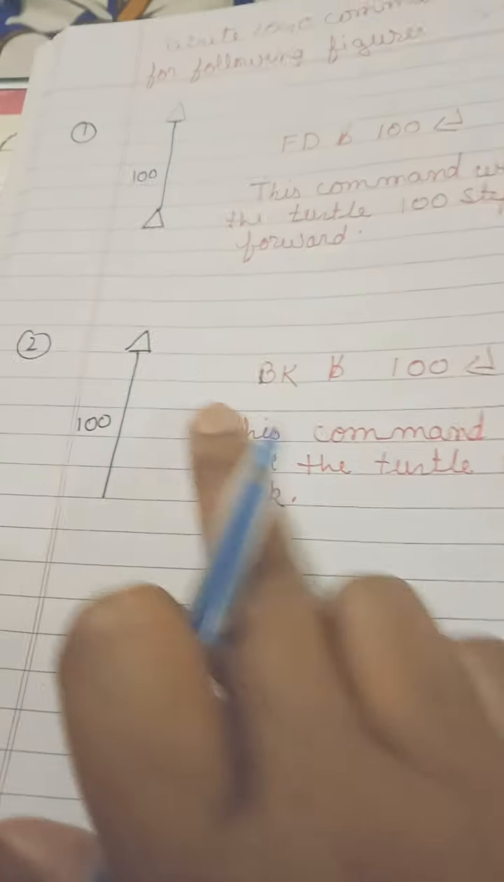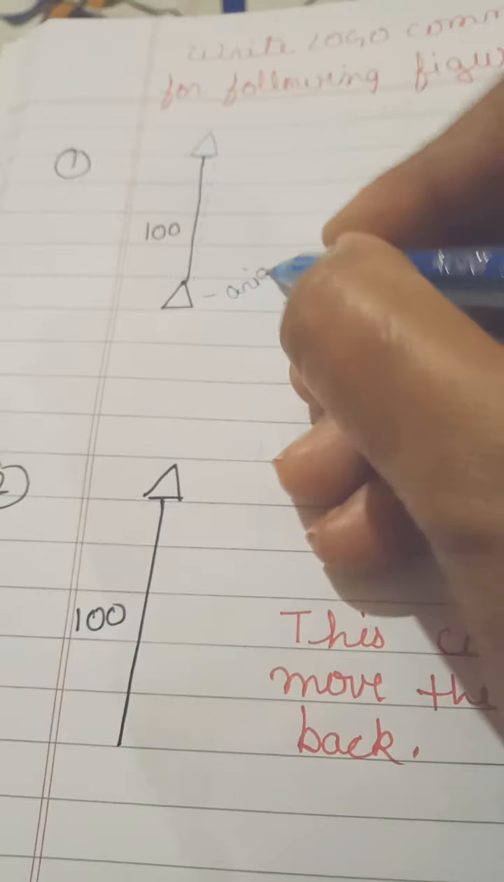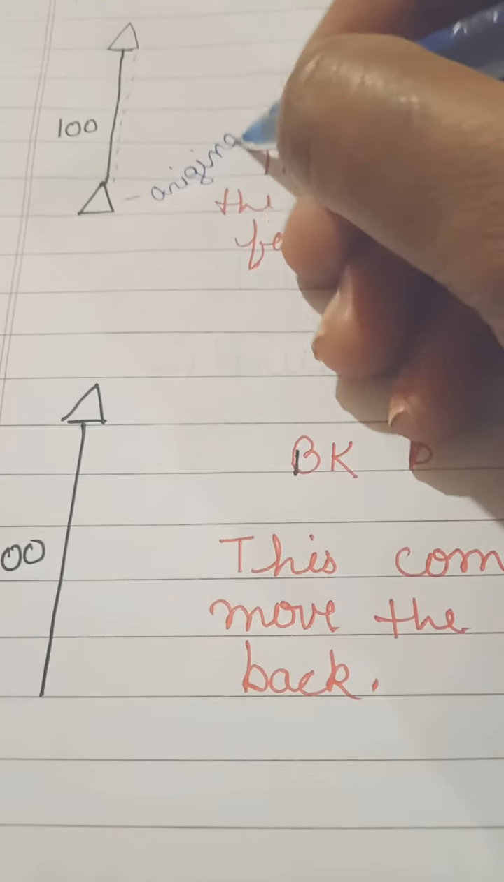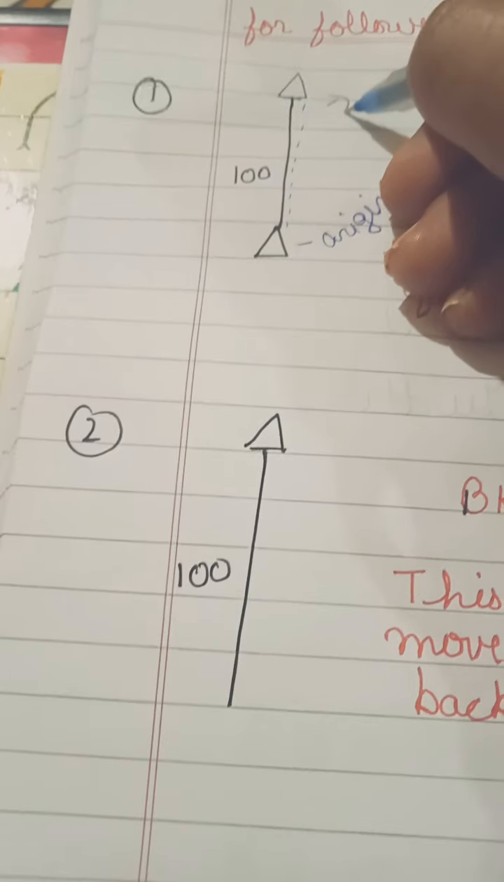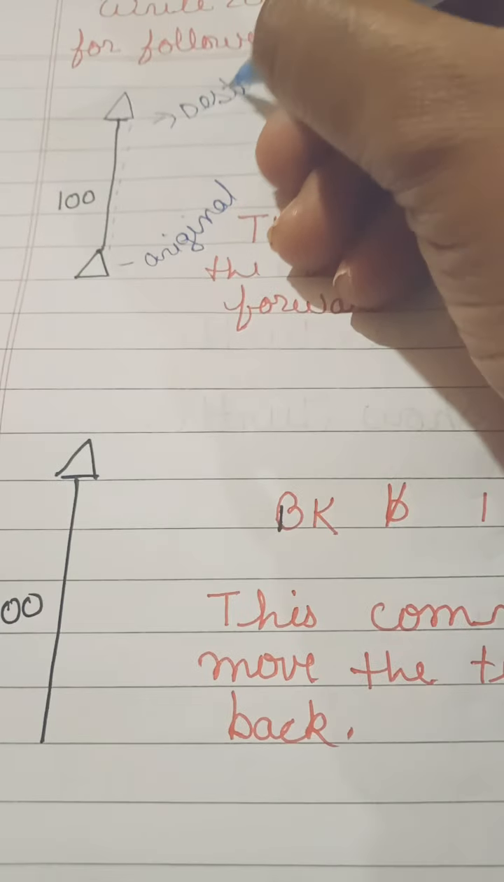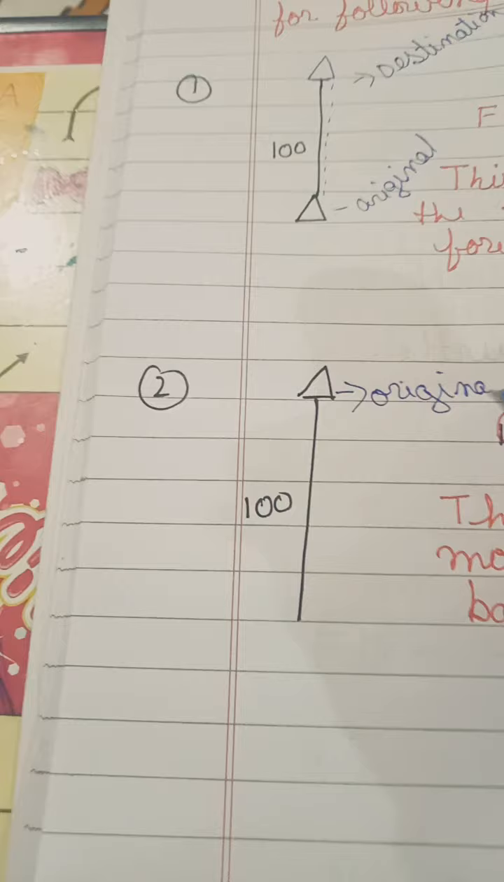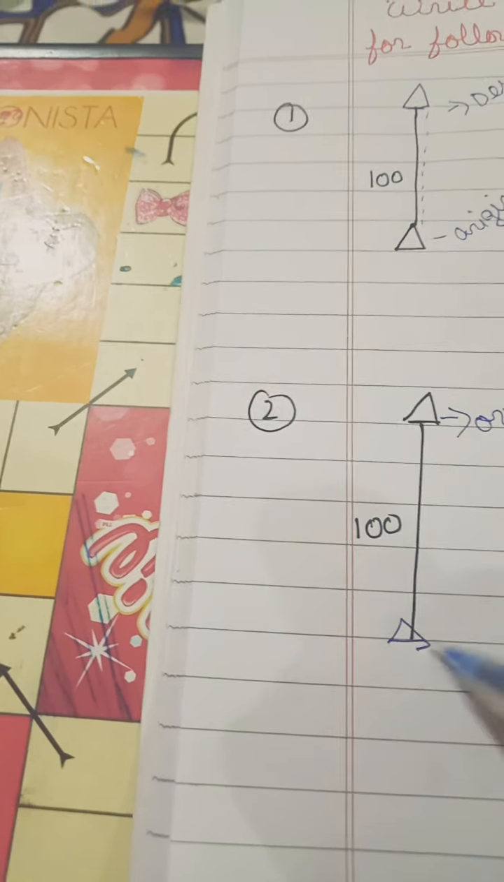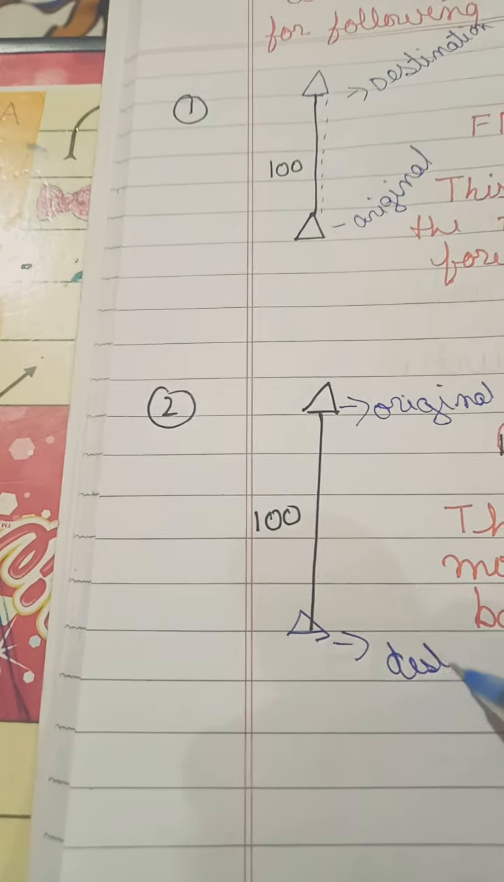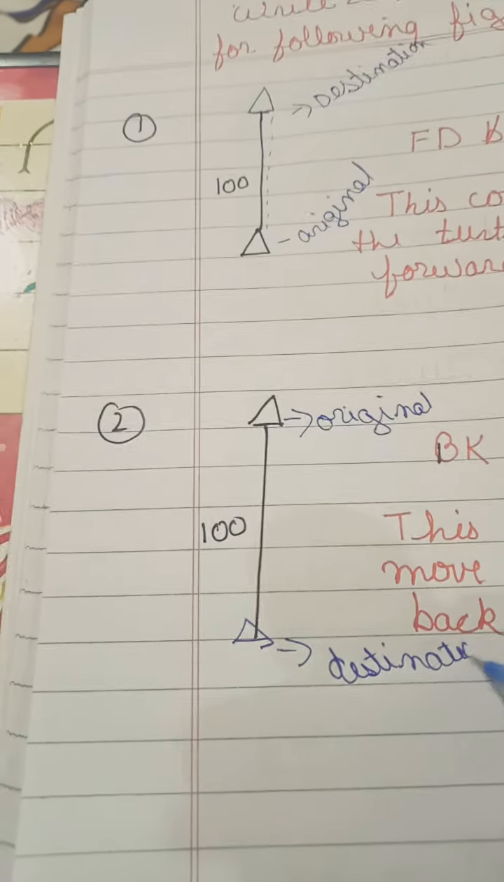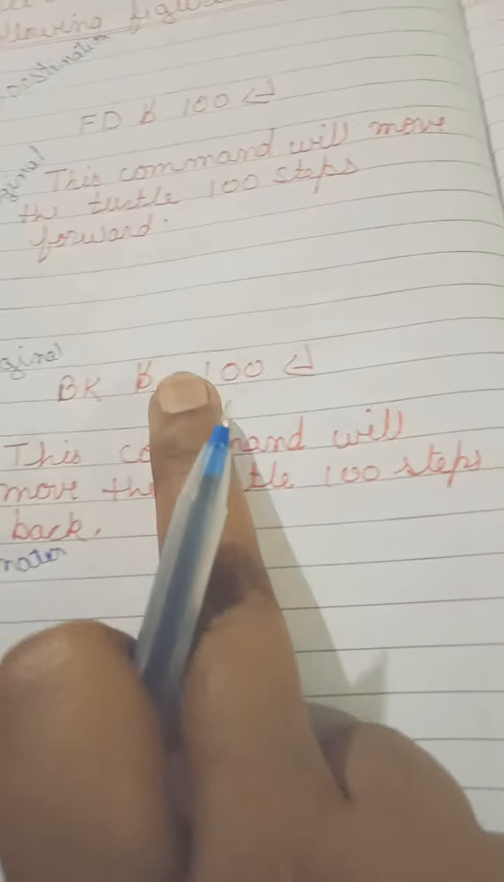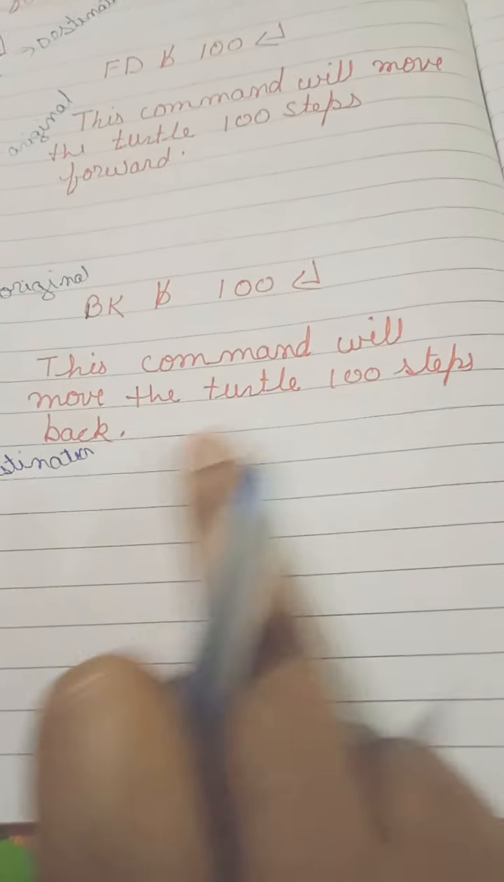Similarly, BK 100. See, the turtle was here, the original position, and this is the destination. Clear? Similarly, this is the original position, and this is the destination. Clear? Back 100. Similarly BK, blank space, 100 and enter. This command will move the turtle 100 steps back.